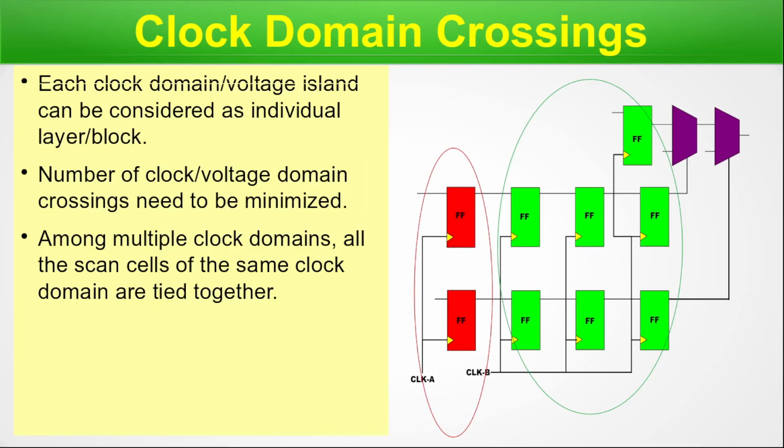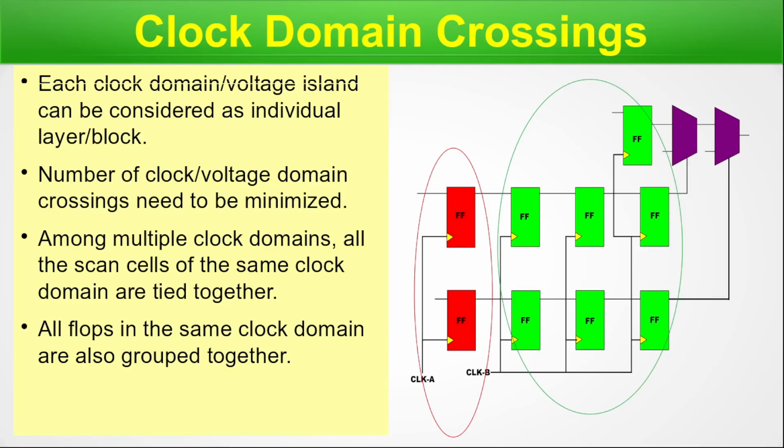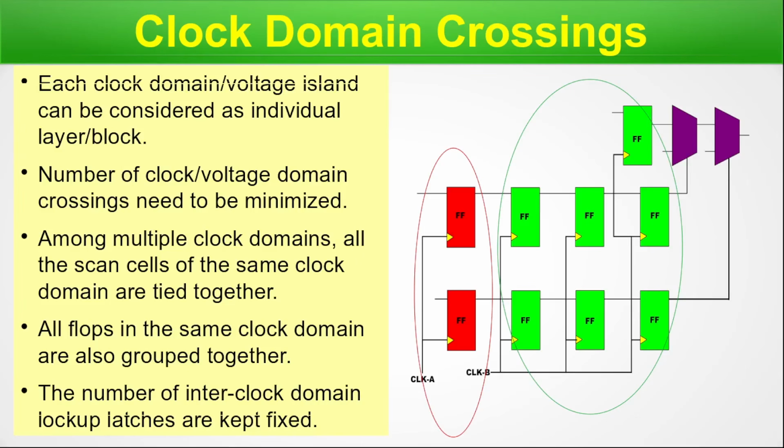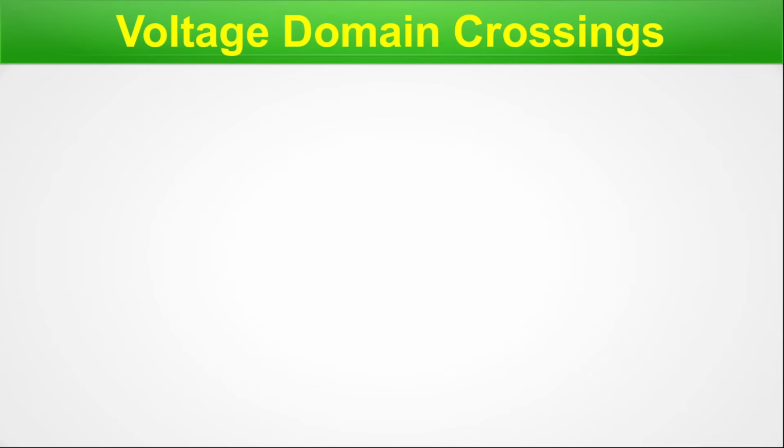Among multiple clock domains, all the scan cells of the same clock domain are tied together. Scan cells are the cells used for DFT, that is design for testability. All flops in the same clock domain are also grouped together. The number of interclock domain lockup latches is kept fixed. So we are done discussing clock domain crossings. Let's move on to the next slide. Voltage domain crossings.